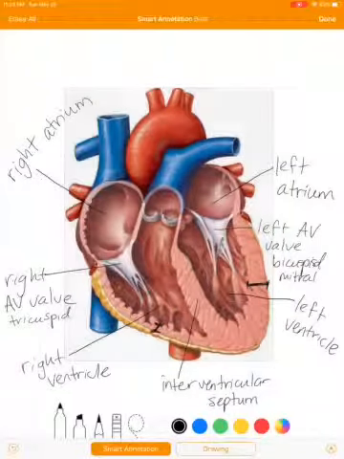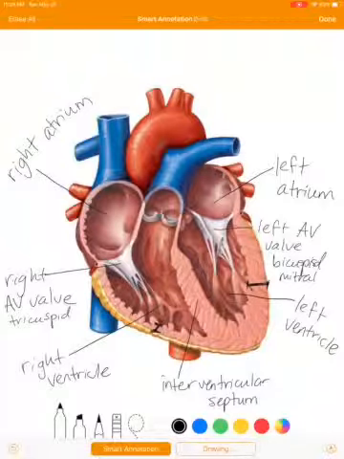Right. And so these valves are important because they separate blood found in the atrium from the ventricle. They keep those structures separated. And I'll talk more about those when we get into the pathway of blood flow through the heart. I'll get into more detail about why it's so important to separate those structures.